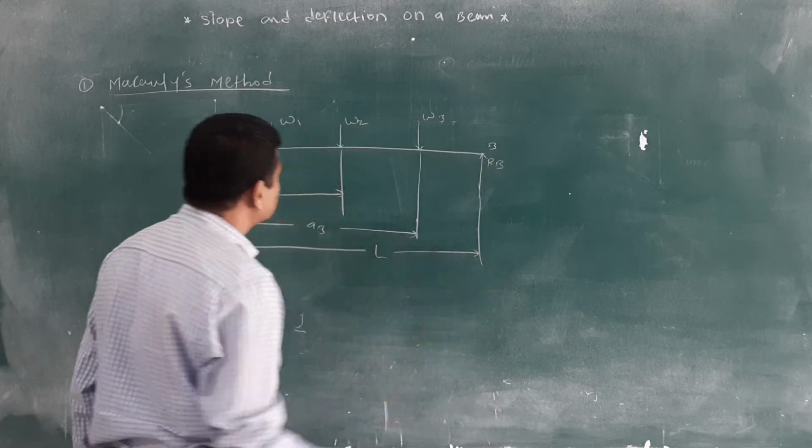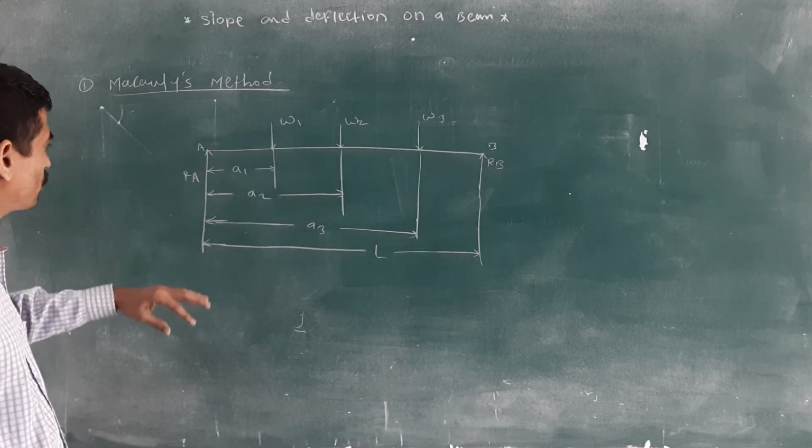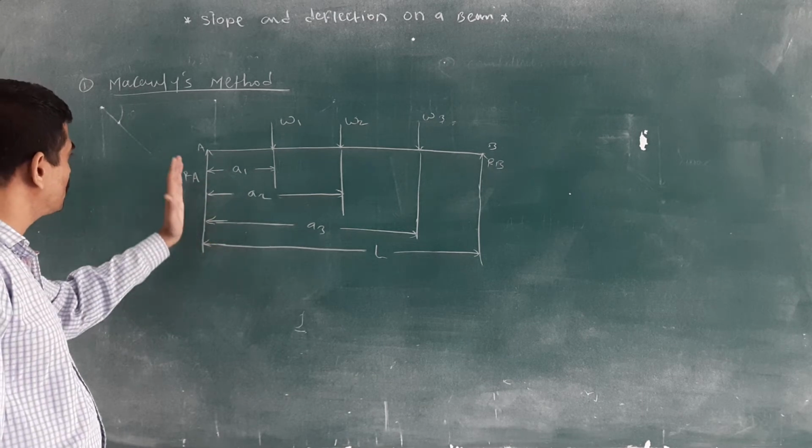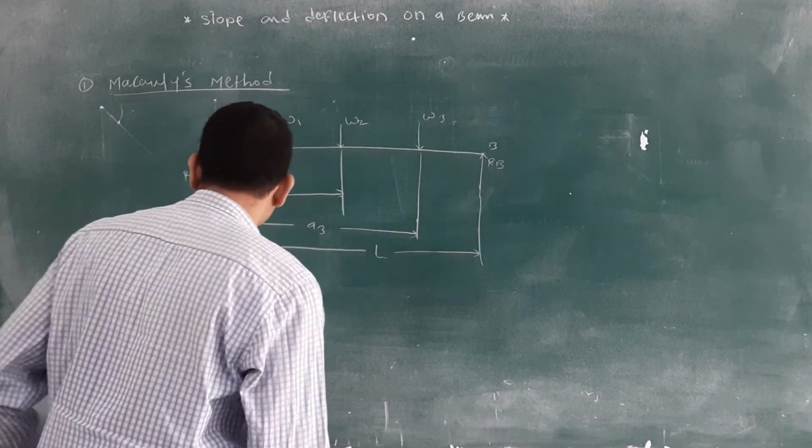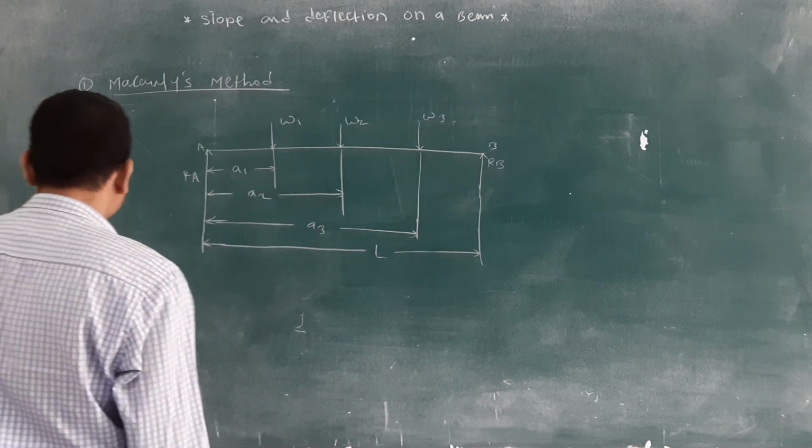I have taken this example. I have considered the simply supported beam, and I have considered the distances from the left end. You can consider from the right end also, no issue. You will get the same answers.